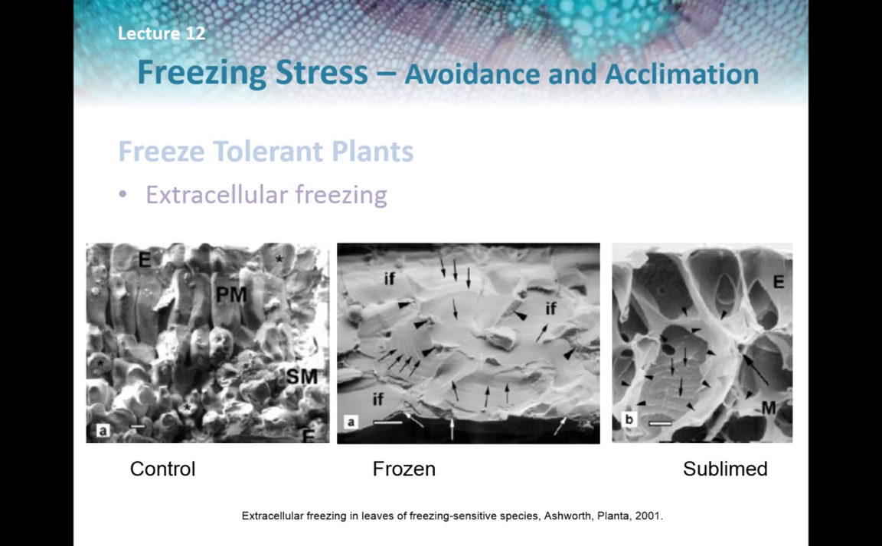The control cells are unfrozen and turgid. The frozen tissue shows large extracellular ice masses. Confirmation of extracellular freezing is provided by removing the ice through sublimation. There are large voids where the ice was, and cells are shrunken to a small fraction of their original volume.